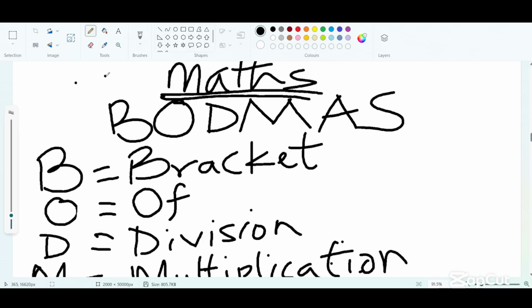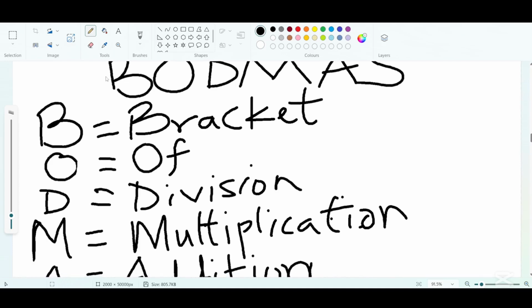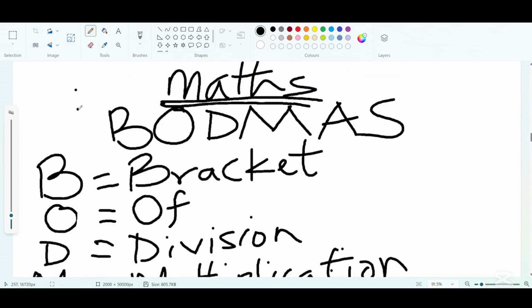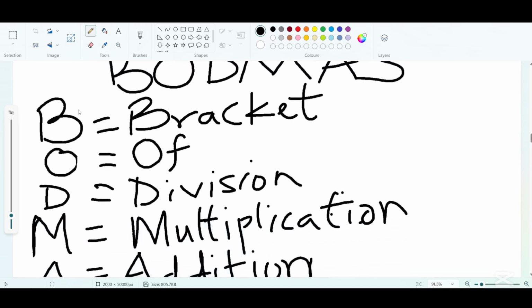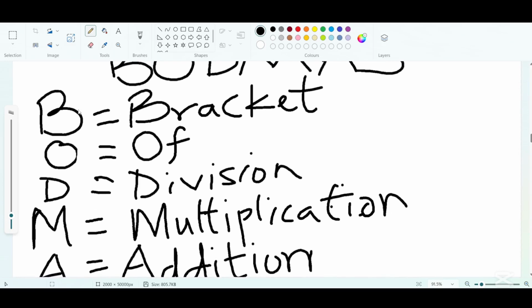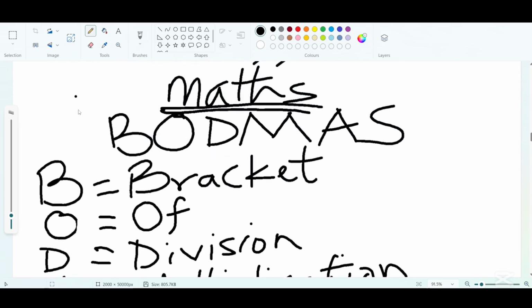Okay, good evening. Today we want to discuss BODMAS. So what is BODMAS? BODMAS is the abbreviation of the signs in numerals that we need to understand, which follows a particular rule, that is, the order in which the signs have to be evaluated as we move through the expression.